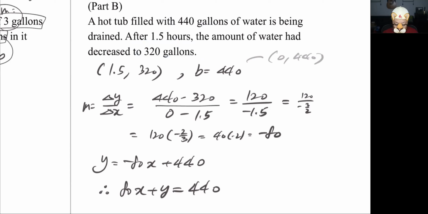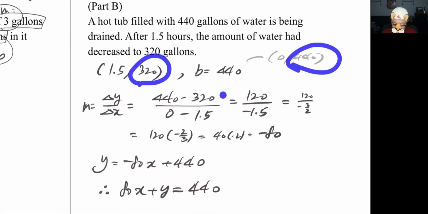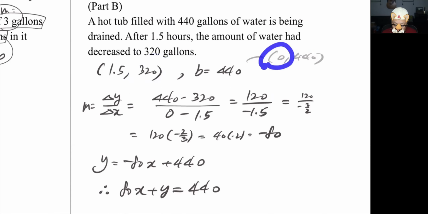So x is 1.5, my y is 320, and because you need the x value, this one could be viewed as 0, 440. But the y-intercept is just the y value. When does it happen? When x equals 0. So we got this right here. Okay. So we need slope. And slope is change in y over change in x. So I go 440 minus 320. We get 120, right? And 0 minus 1.5. So we got 120 over 1.5.